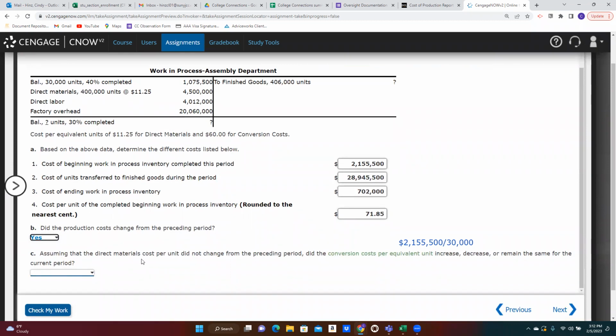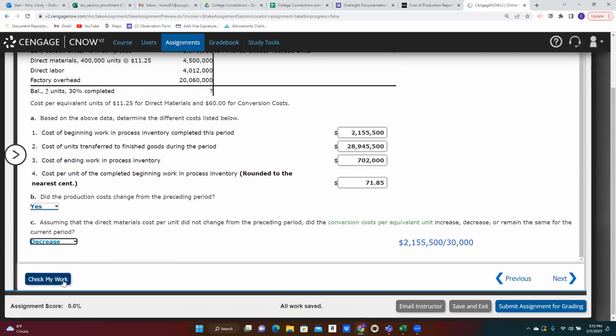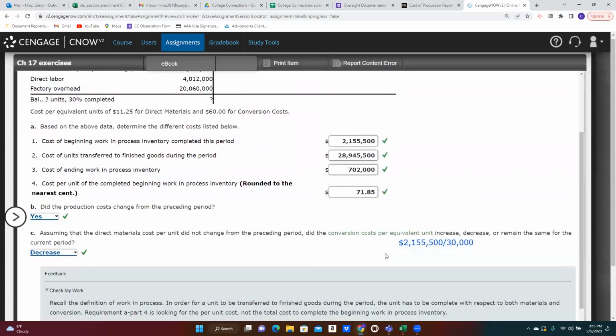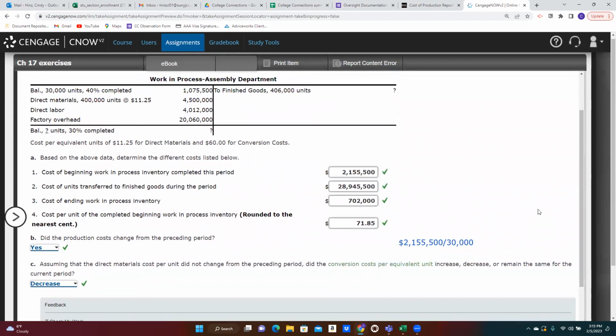Now letter C says, assuming that the direct materials cost per unit did not change from the previous period, did the conversion cost per equivalent unit increase, decrease, or remain the same? So if the direct materials is the same and the total went down, it must be that the conversion costs went down or decreased. And so I'm just sticking our green check marks in there.